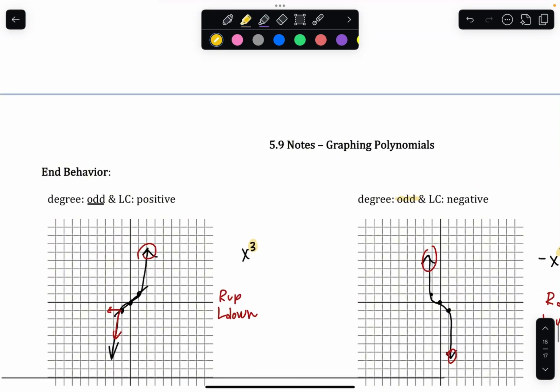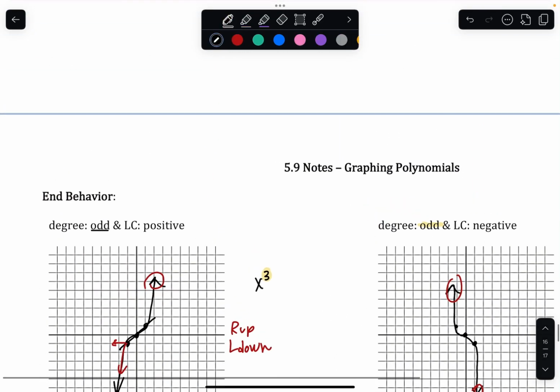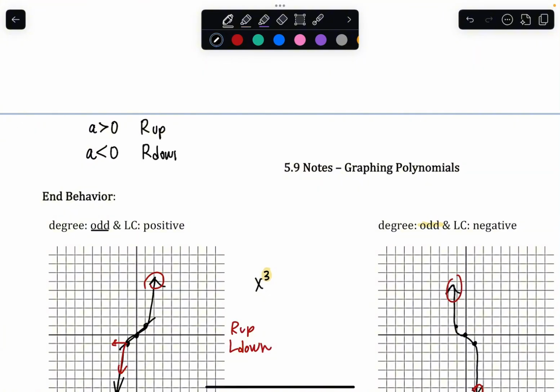So the way I like to remember that is I start with the right end behavior. If you have a leading coefficient that's positive, and for the leading coefficient, we usually use A. So if A is positive, your right side is up. If A is negative, the right side is down. So focus on the right end behavior first, just by looking at the leading coefficient.